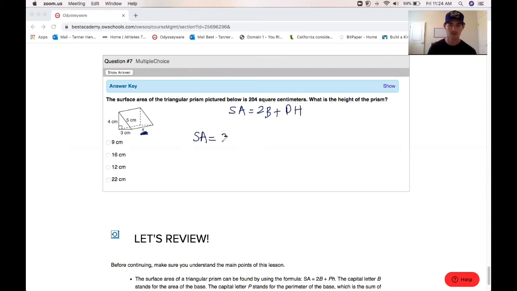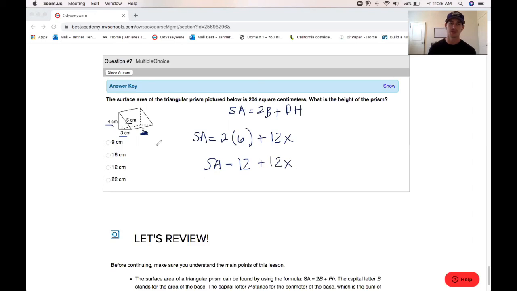So we got 2, which is 12, divided by 2 is 6. Plus our perimeter is going to be everything on the outside. So 5 plus 4 plus 3, which is 12. And we don't know our height, so we're just going to put x. I told you guys all year, we're going to eventually come back throughout high school, college. You're going to have to solve for x, and you have to be really good at it. So we got surface area equals 2 times 6 is 12 plus 12x.